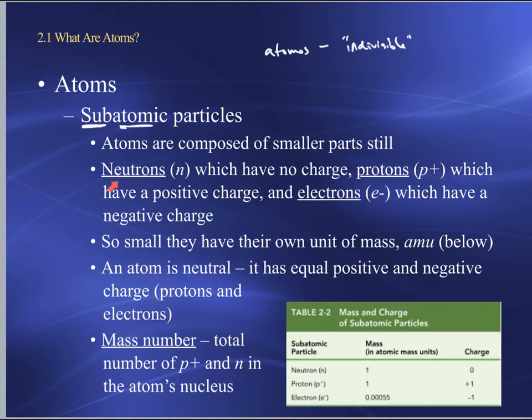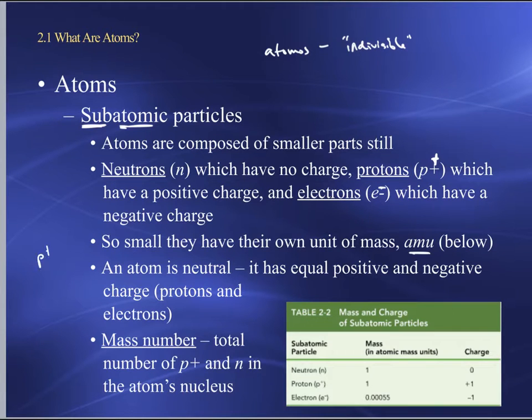So, what are those? We have neutrons, which you'll see abbreviated sometimes as just a lowercase n, cursive, italicized. They have no charge. Protons with an italicized P, sometimes with a positive sign. Usually it's written as a superscript like that. They've got a positive charge, and electrons with a lowercase e and a negative sign, oftentimes written as a superscript. These subatomic particles are so tiny, they've got their own unit, and we call it AMUs.